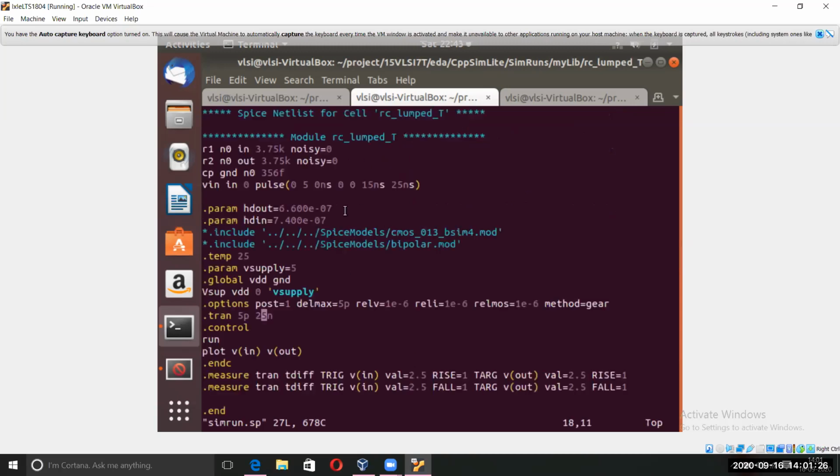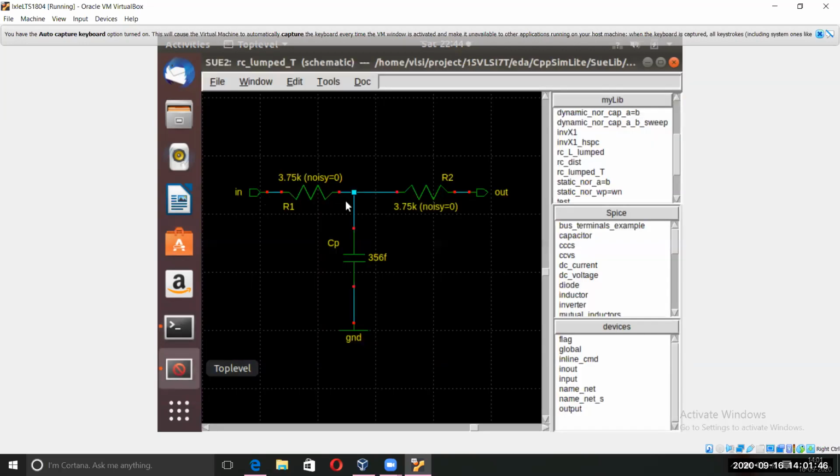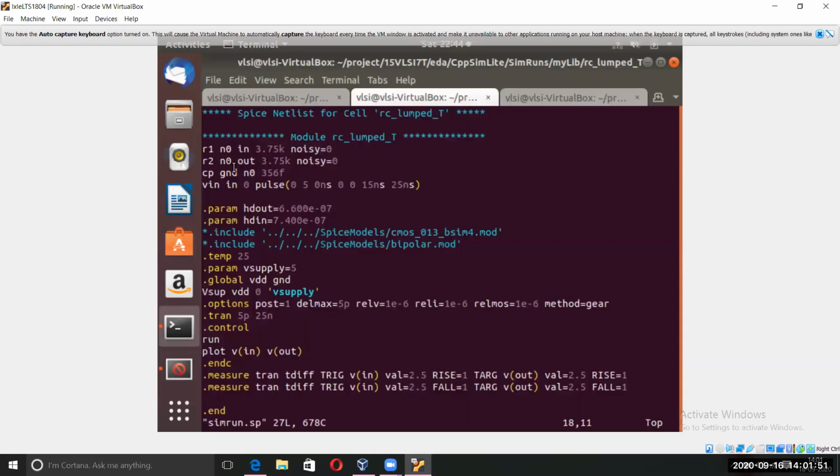Everything will be the same. Only you can see that instead of one resistor, there are two resistors, and one is connected to N0 and input, and one is N0 and out. I mean the node between the R1 and R2, there was one node. This one is N0. Input, N0, output. The capacitance N0, ground, then value divided by 2. This is the same. Then pulse, I've taken 15, 25 nanoseconds. You can take 20, 30, anything.